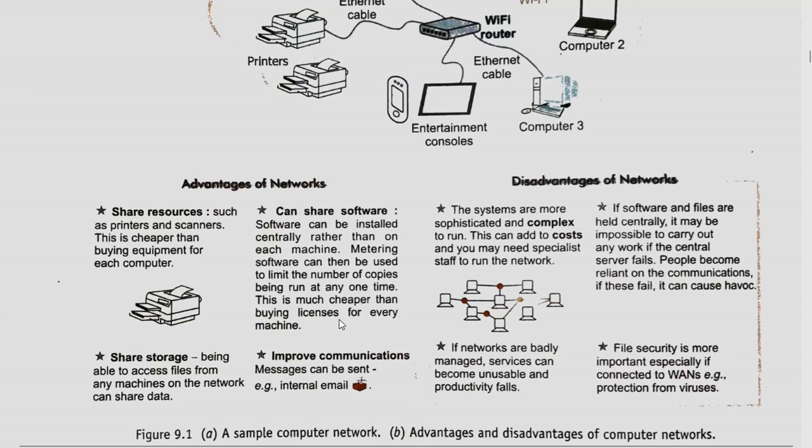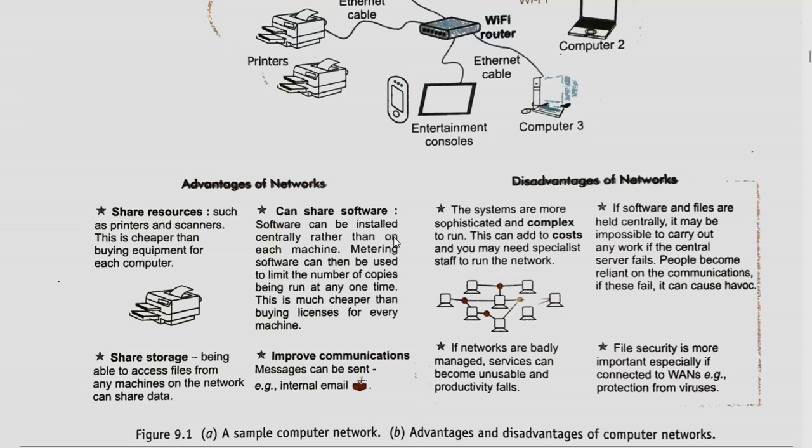Now again it is showing you that if you have a shareable software and you have installed it on a centrally connected machine, that means the machine which has all the software running on it, and all other systems are connected to that particular system. We can install the software on this centrally connected system, and from that system metering software can be used for limiting the number of copies being run at any one time. So with networking we can do this work also.